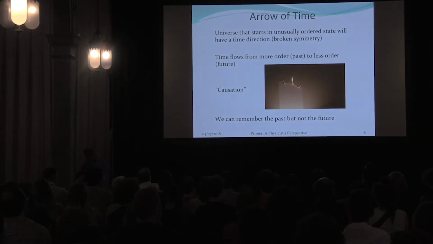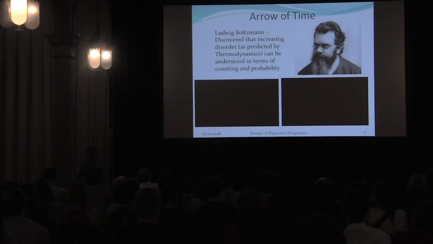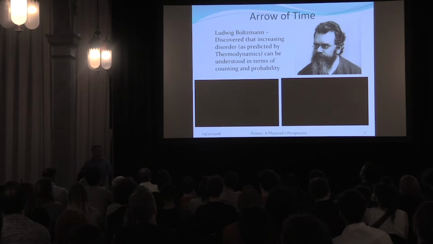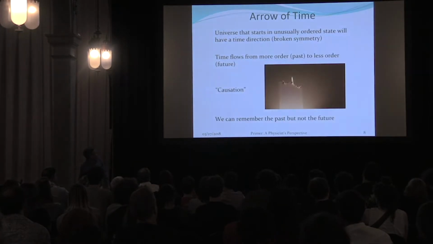Okay. Sadly, by the way, Boltzmann had a lot of arguments with his colleagues, trying to reconcile this idea of randomness and determinism in physics. He actually ended up committing suicide in the early 1960s.